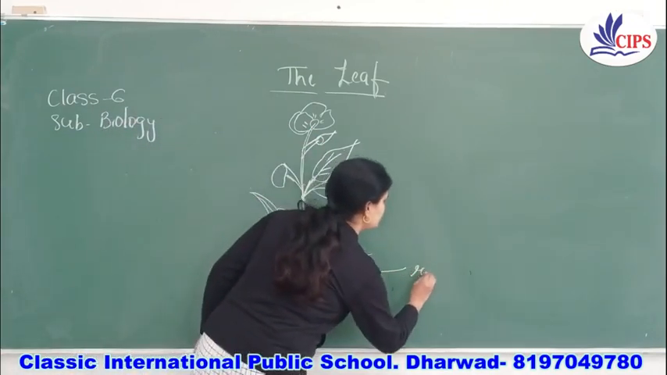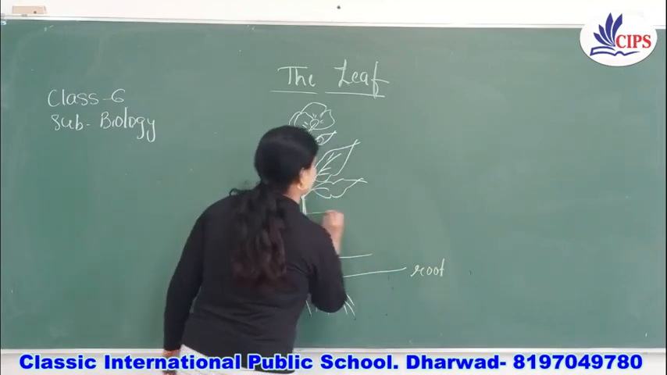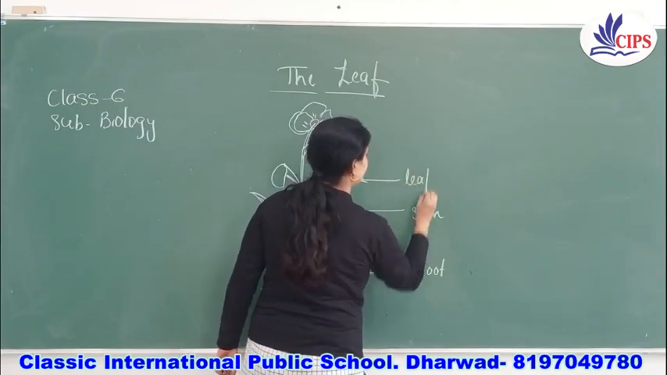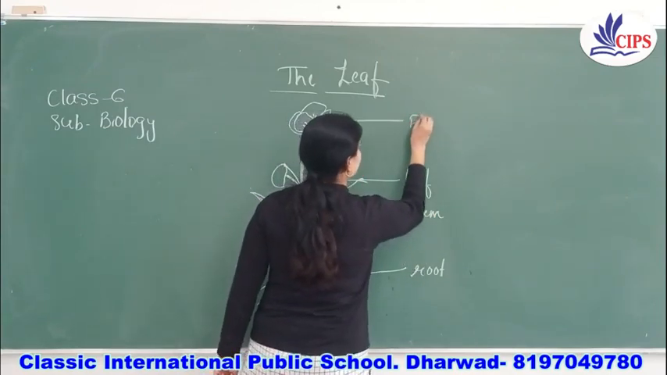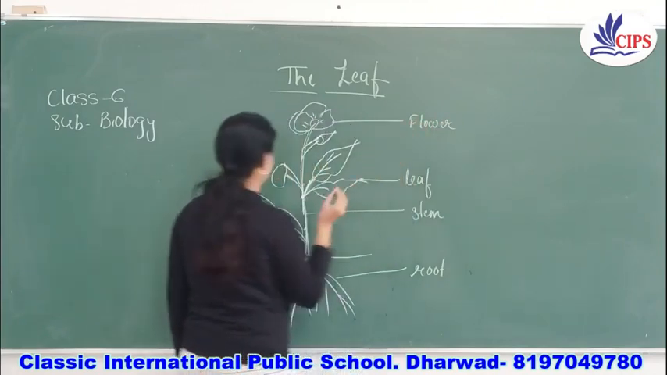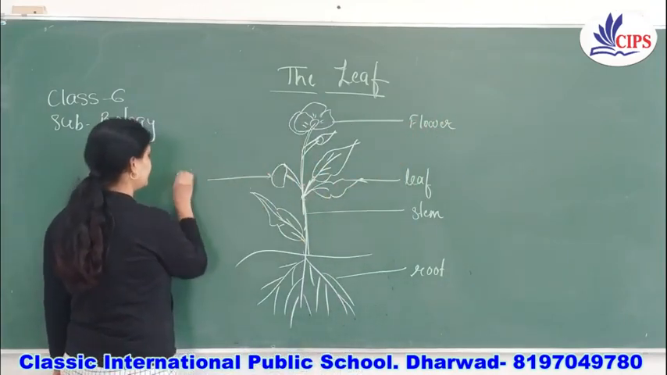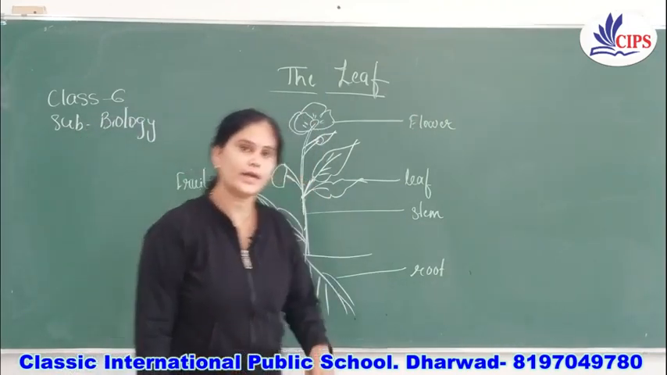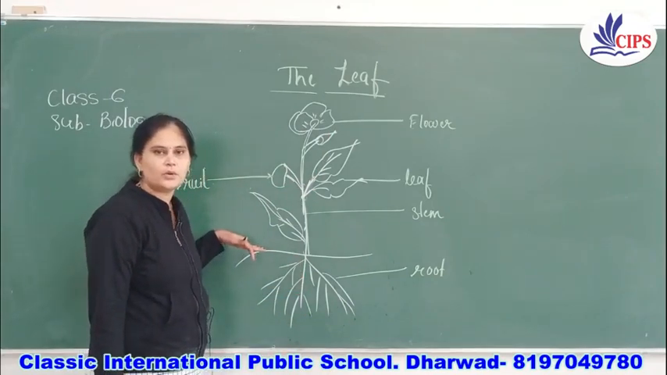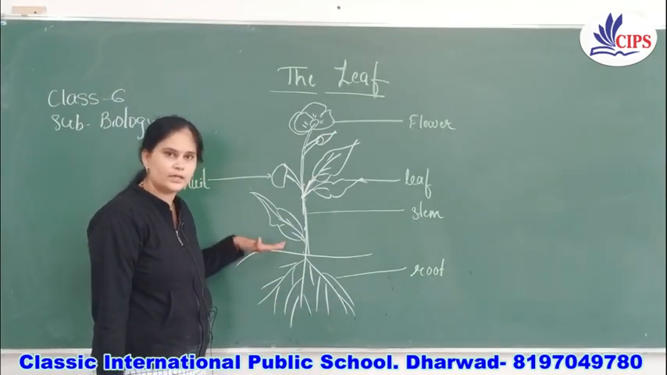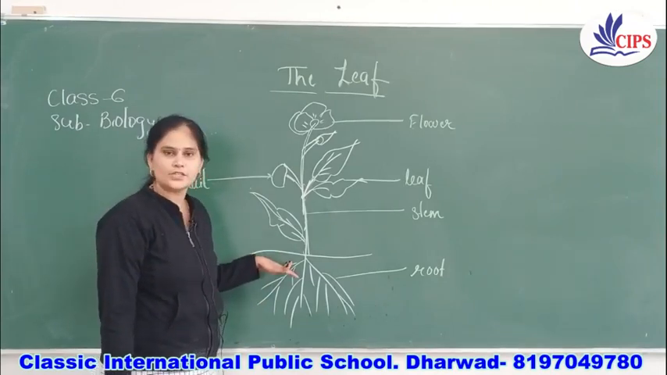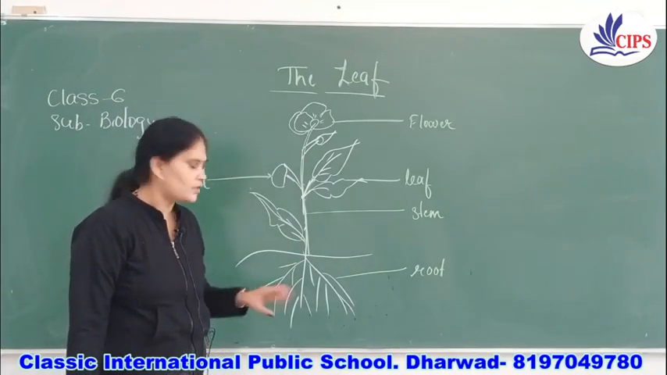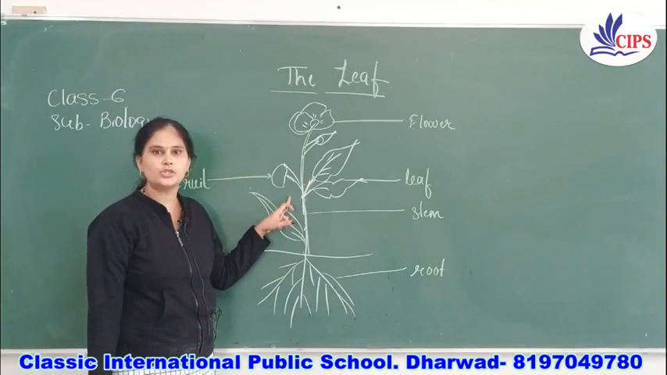So this is root, stem, leaf, flower and fruit. As all of you know, the roots generally grow below the ground, under the ground, right? What are the functions of the roots? Roots absorb the water and the minerals from the soil and give them to the shoot system.